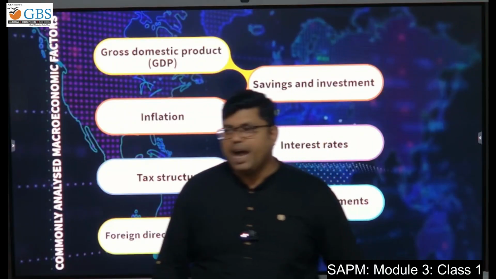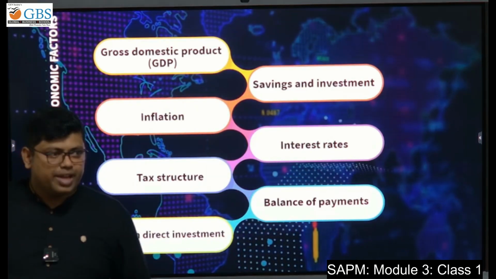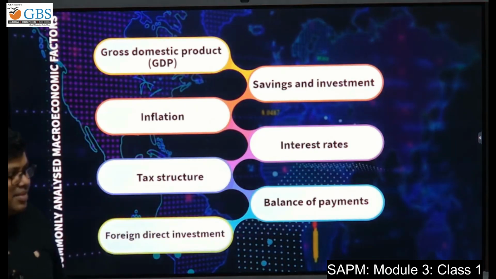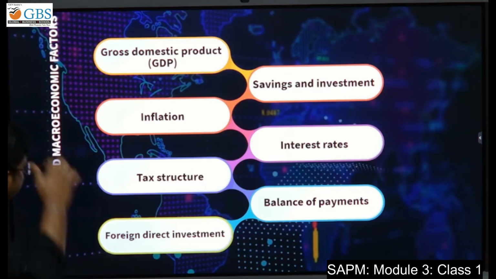When you buy any company's shares, what do you do? You invest in that company. The company takes your investment and does business, and it grows as society grows.